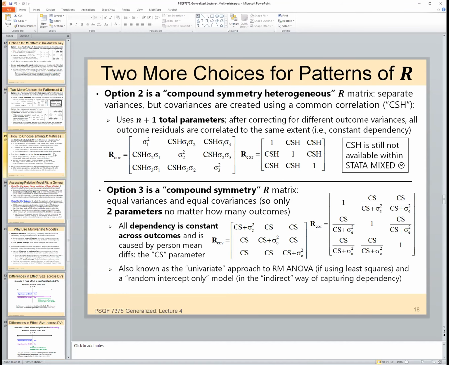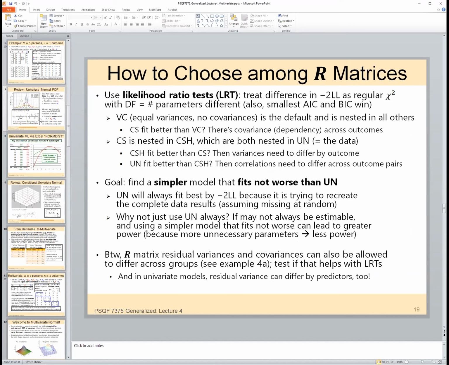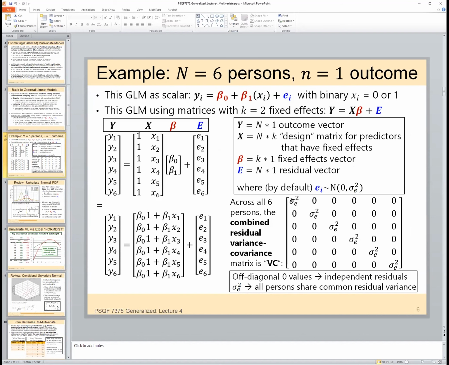Okay, how to pick: likelihood ratio tests. You already know how to do this. It is the difference in -2 log likelihood across your nested models. And in this case, you are allowed to treat it as a regular chi-square, not a mixture. So of the possible R matrix patterns, the one that has complete independence, that was the first one that we looked at on slide 6. This structure that's diagonal is known as VC. It means equal variances, no covariances whatsoever. That's the simplest possible model you can have.